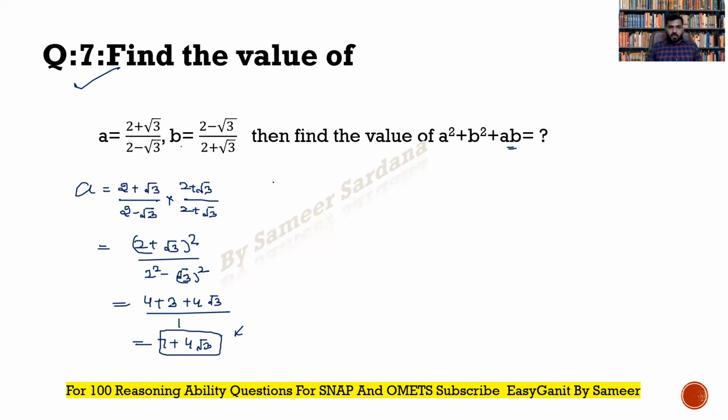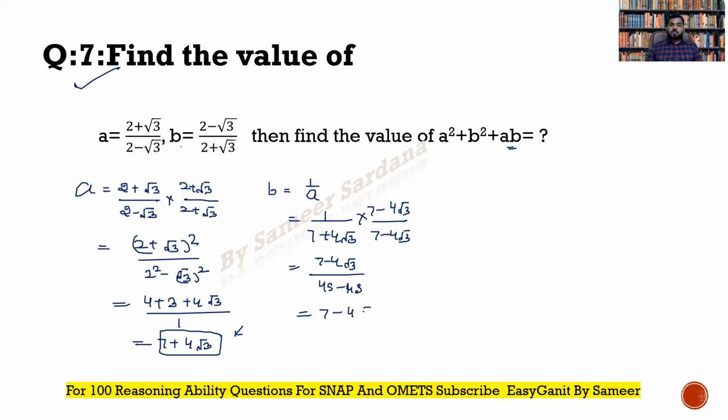B is inverse of A. So to find out B, what I will do is I'll simply take inverse of A, which is 1 upon 7 plus 4 root 3. Now if I multiply it by 7 minus 4 root 3 divided by 7 minus 4 root 3, this will be equal to 7 minus 4 root 3 in the numerator. In the denominator, I'll be having A square minus B square, that is 49 minus 48. That is equal to 1. So this is 7 minus 4 root 3, right?